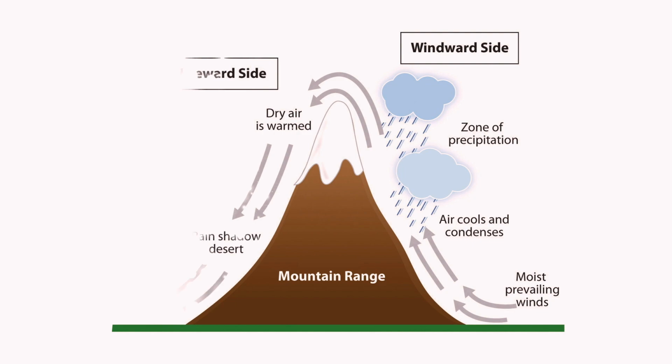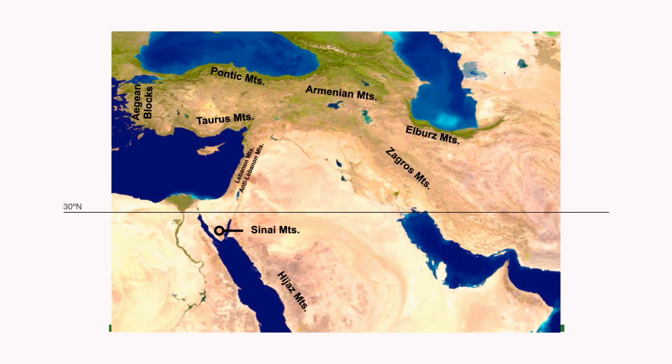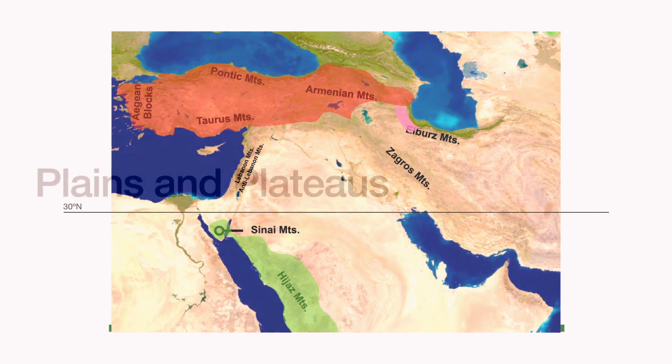Generally, mountain ranges found above 30 degrees north, such as the Pontic Taurus and western part of the Elburz Mountains, receive precipitation from Mediterranean winter cyclones, often falling as snow. Whereas those mountain ranges found below 30 degrees north, such as the Hejaz and Sinai, are less frequently penetrated by Mediterranean storms, meaning less precipitation.